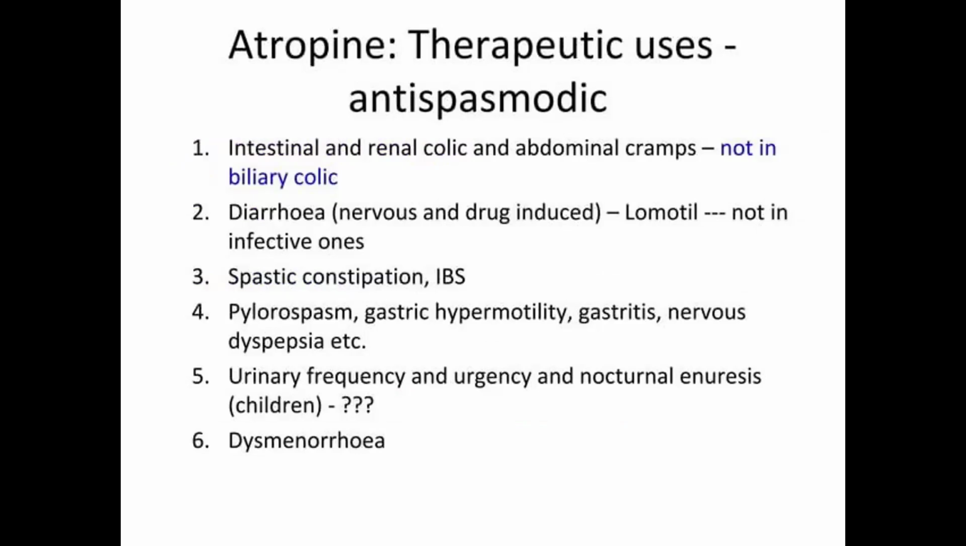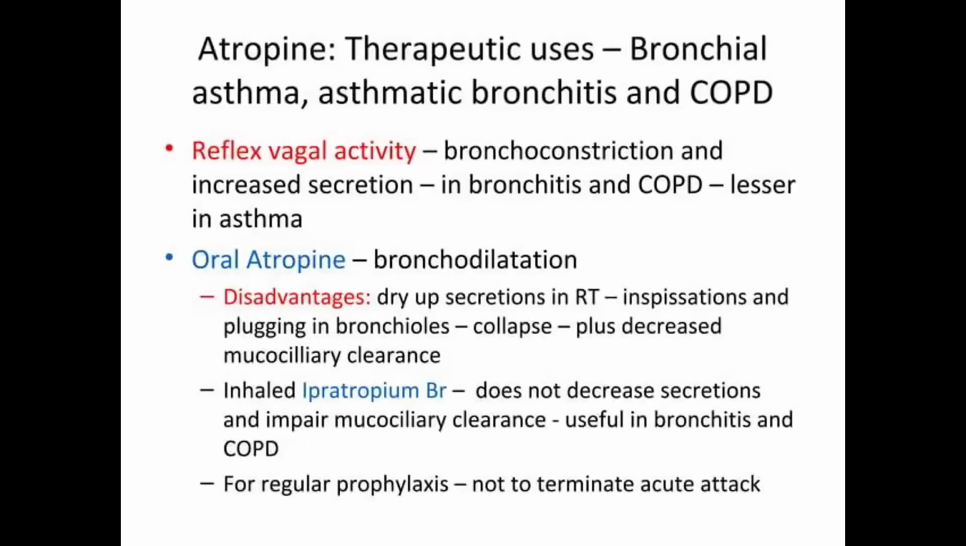Now, as an antispasmodic, I told you earlier: intestinal and renal colic, diarrhea, spastic constipation, IBS, pylorospasm, gastric hypermotility, dysmenorrhea. And for dysmenorrhea, earlier you listened about Meftal-Spas, no? It contains dicyclomine and mefenamic acid. Dicyclomine is what? It's an anticholinergic.